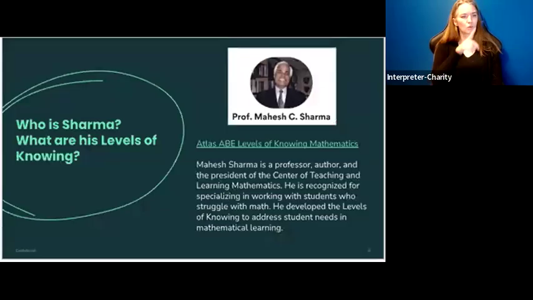So who is Sharma and what are his levels of knowing? Professor Sharma is a specialist in math, and he has worked primarily with students who are struggling in math. So he has some good dyslexia support tips and things. But as he was working with students who were struggling in math, he identified these levels of what he calls levels of knowing. It's his way of saying that a student needs to begin here and finish here in order to really have full understanding of the math concept being presented.